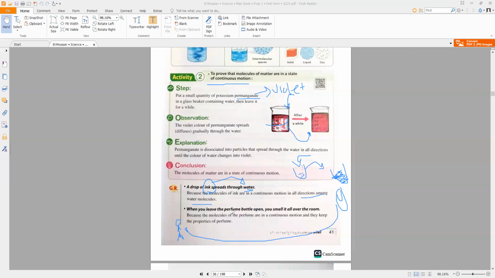If you leave a perfume bottle open, you smell it all over the room. Why? Because of two properties. Number one, the molecules of the perfume are in continuous motion. Number two, the molecules of a perfume have the same properties as the perfume. Okay, this is the first of the properties of the molecules of matter.